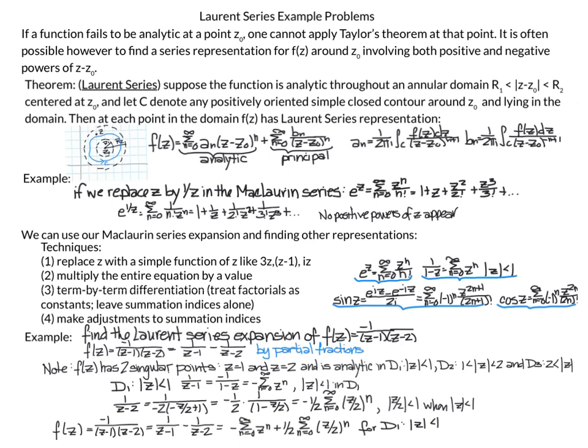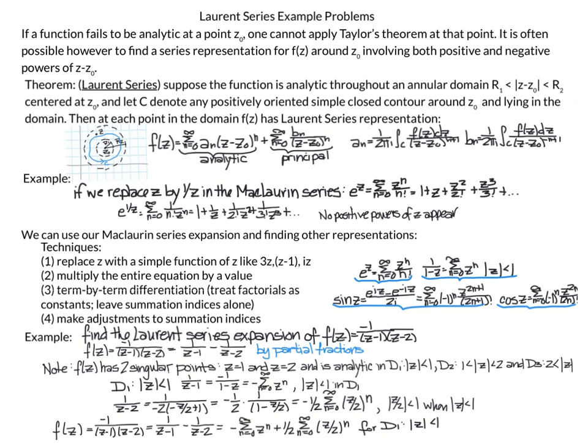The Laurent series is an expansion of the Taylor series that allows us to approximate any function f of z with a polynomial. For a Taylor series, the function needs to be analytic. For a Laurent series now, we can consider functions that might have a singularity at z naught.